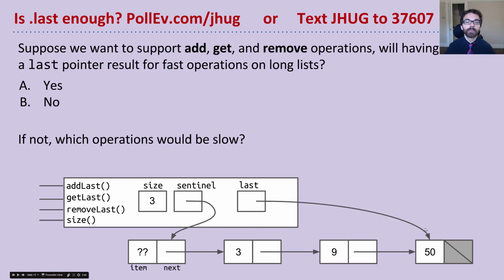So let's think about all the things you might want to do with the list. You want to add to it, get stuff from it, remove it. Now we're going to think big. We're going to ponder, if we have a last pointer, is that enough? Is that enough so that all of these operations will be fast? And if not, which one will be slow? I'm not going to spoil it in this video, but I'd like you to ponder that on your own.